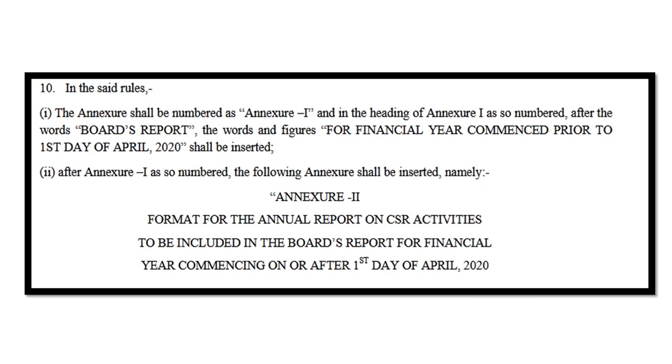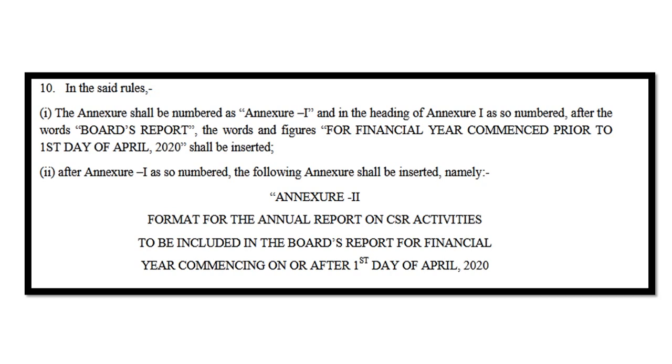So the annexure, now these words and figures have been inserted in that Annexure 1, and a new Annexure 2 is also inserted. That is the format for the annual report on CSR activities to be included in the board's report for financial years commencing on or after first day of April 2020. As you saw in CSR reporting, that annual report on CSR activities is to be contained alongside the board's report. So for that, now it's very important.